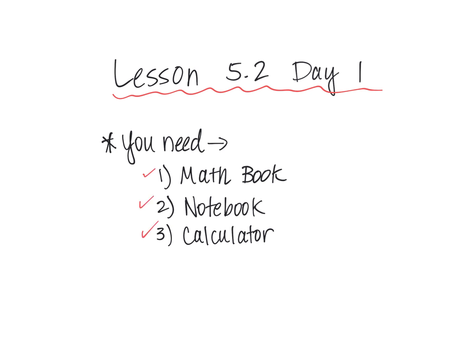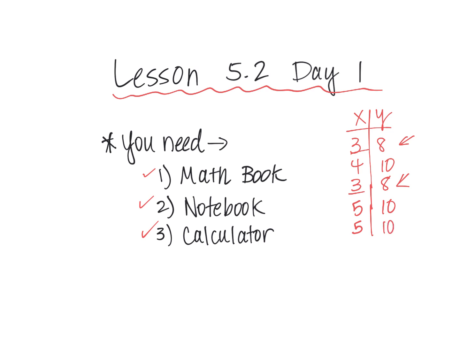So just a quick review, we have been talking about what a function is, and the definition of a function is for every input, there's exactly one output. So if I gave you a table of points, if I plugged in a 3, I got an 8, plugged in a 4, I got a 10. If I plugged in a 3 again, I better get an 8 for it to be a function. So every time I plug a 3 in, I've got to get the same number. If I plug a 5 in and I get a 10, that's okay, as long as the next time I plug a 5 in, I also get a 10.